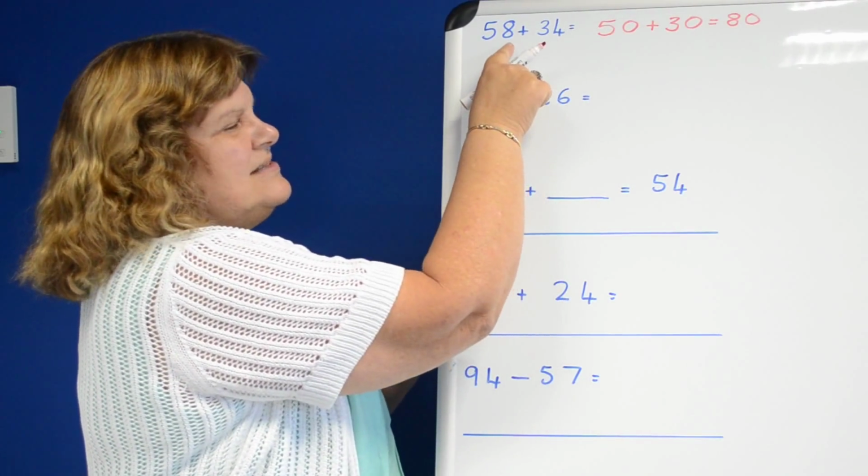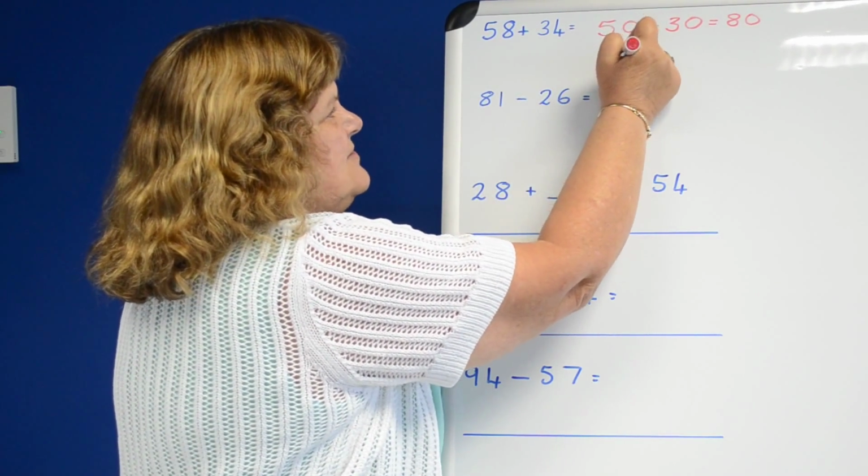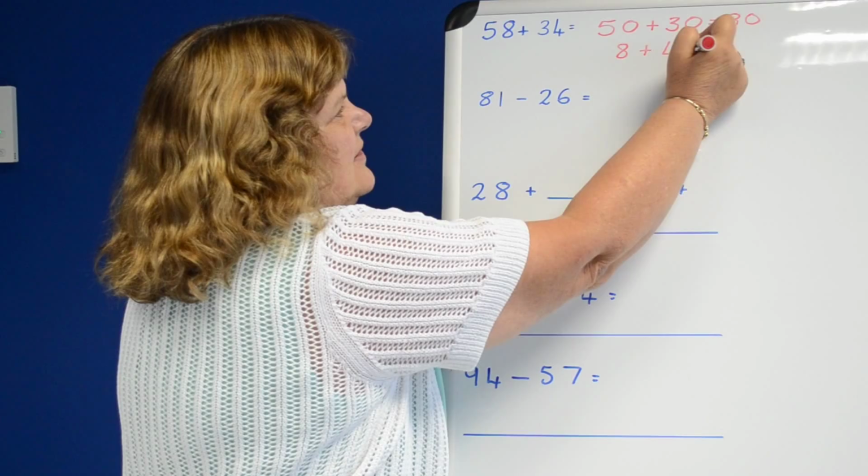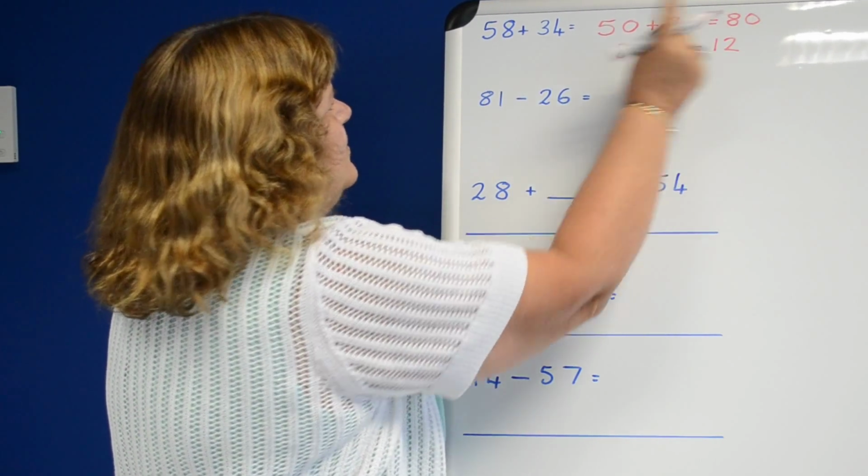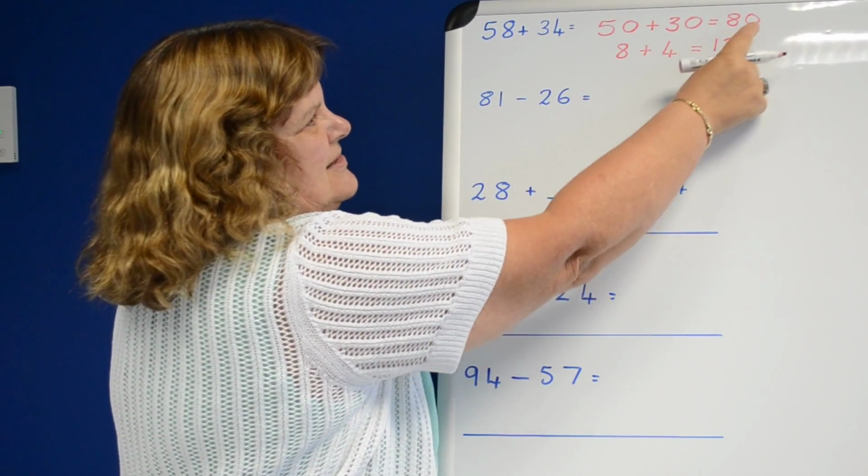Now I'll add my ones, 8 and 4. 8 plus 4 is 12. So the answer to that equation, 58 plus 34, is 92.